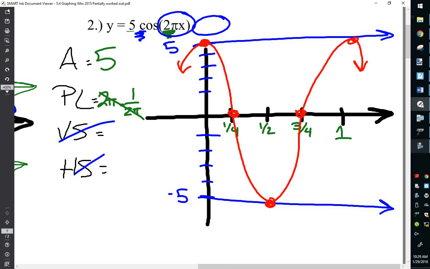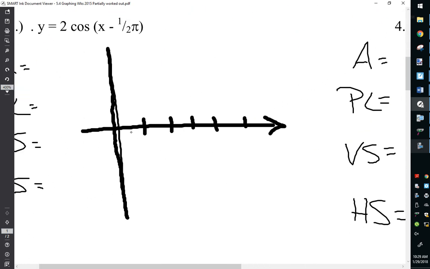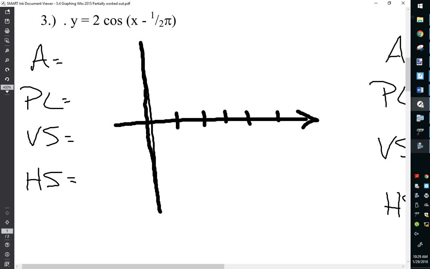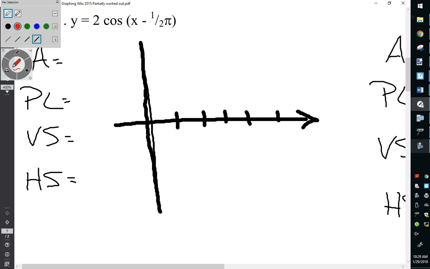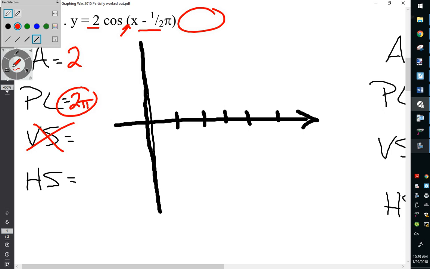That's number 2. Number 3, now we're going to get harder. 2 cosine of x minus 1/2 pi. So amplitude is 2. Period length, start off with 2 pi and multiply by the reciprocal of whatever's in front of the x. There isn't anything, so it's just 2 pi. The vertical shift would be whatever's tagged on the end. There isn't one. The horizontal shift is whatever's added or subtracted inside of parentheses, so that minus 1/2 pi. Since it's minus, we do the opposite. It's really going to take me right pi over 2.